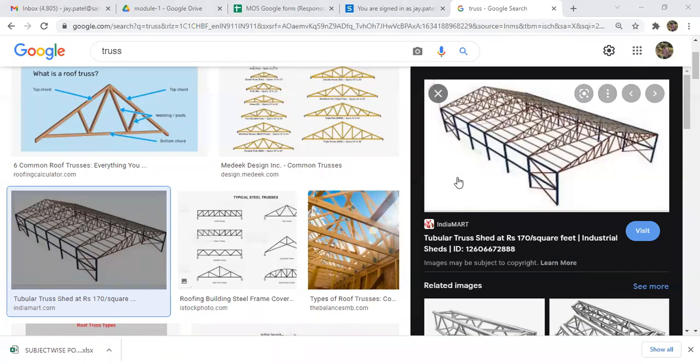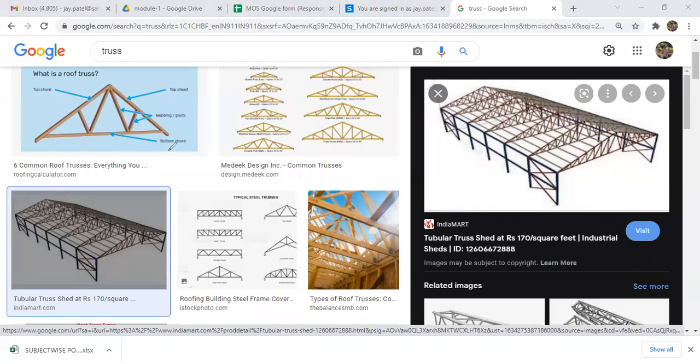Okay, so now one point was that external loads act on joints only. Now observe here, this is your whole member. Roofing material will come here. What are we assuming? All of these are joints: this is one joint, this is one joint, this is one joint, this is one joint.